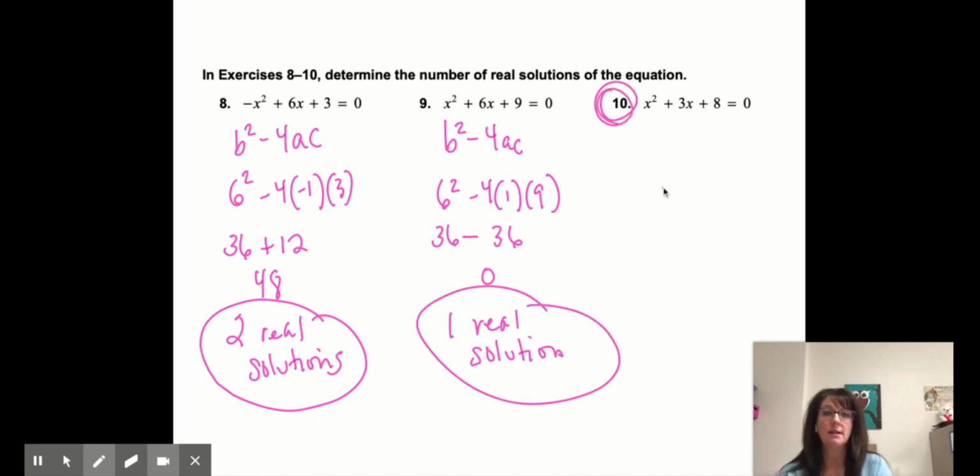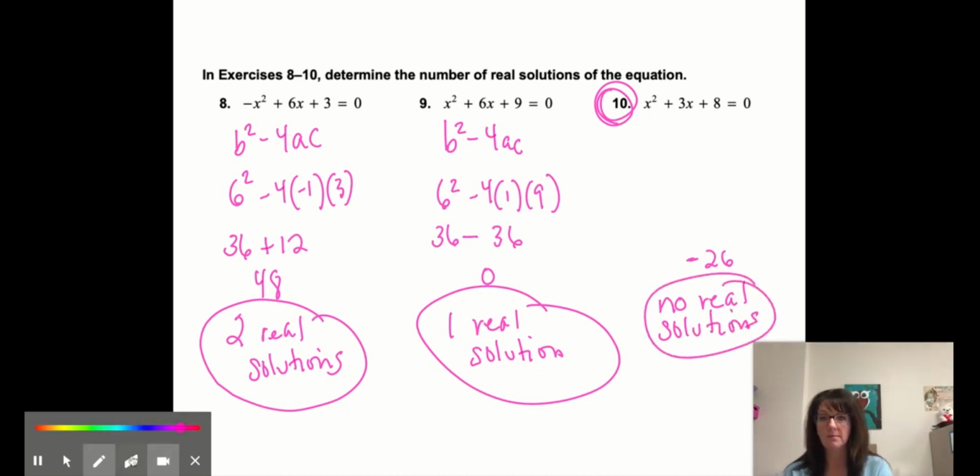So go ahead and do number 10. When you simplified it, you should have gotten down to a negative 26, and in this case, we have no real solutions, no x-intercepts, okay? This would be imaginary.